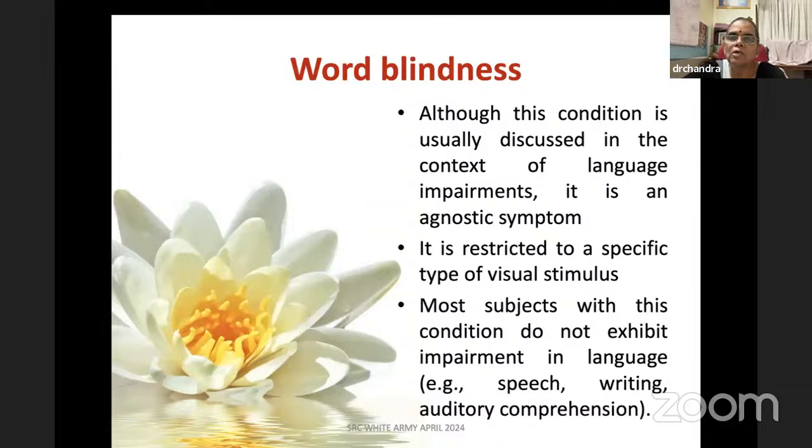And what is this word blindness? Although this condition is usually discussed in the context of language impairment, it is an agnostic symptom. It is restricted to a specific type of visual stimuli. Most subjects with this condition do not exhibit impairment in language, but words alone they do not read. They can read colors, they can read animals, they can read forms, but they cannot read words. This is called pure word blindness or word agnosia.